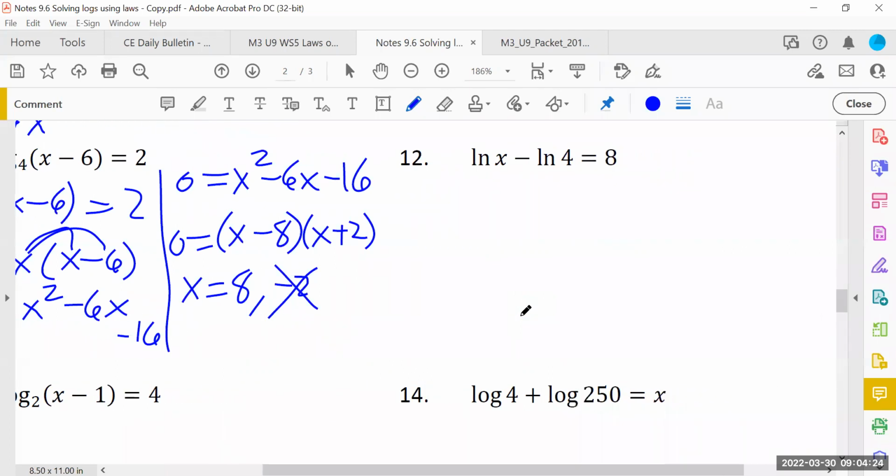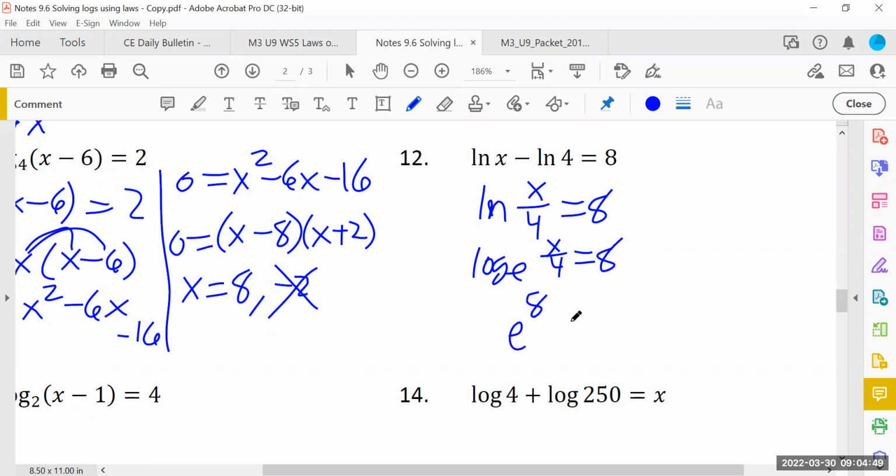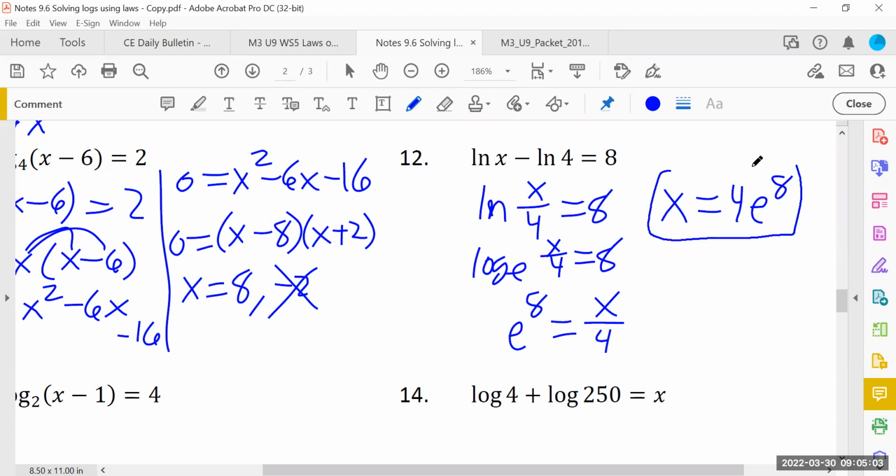Number 12, literally just the natural log. Same idea, natural log of x over 4 equals 8. What's the base of a natural log? Base e. That's correct. So this would be log base e of x over 4 equals 8. e to the 8th power equals x over 4. Multiply both sides by 4. Our answer is x equals 4e to the 8th power. That's what I want.